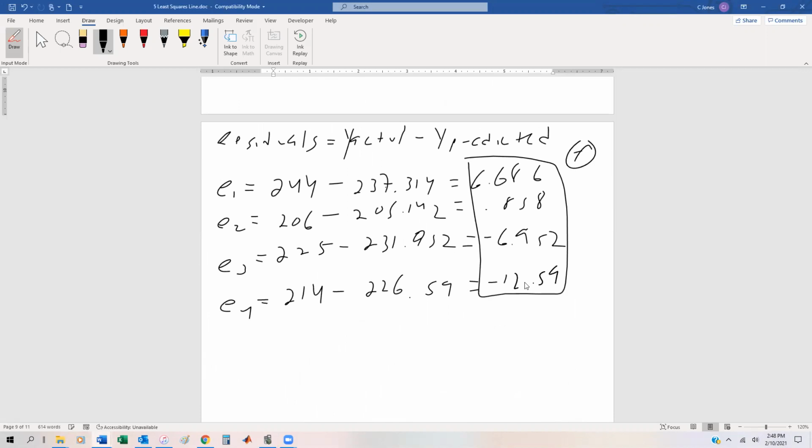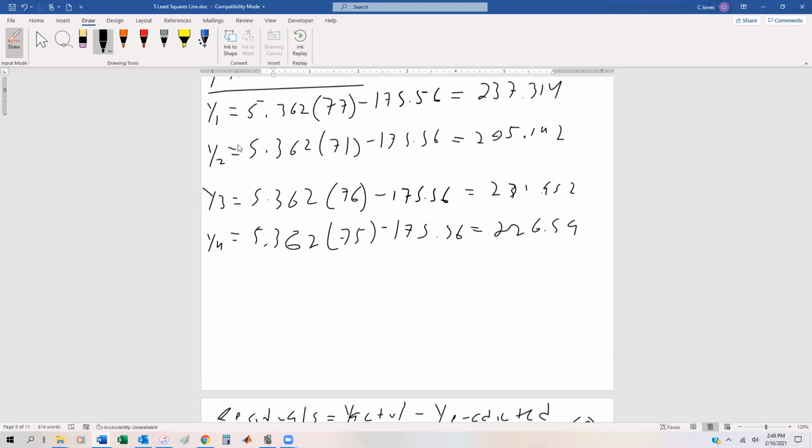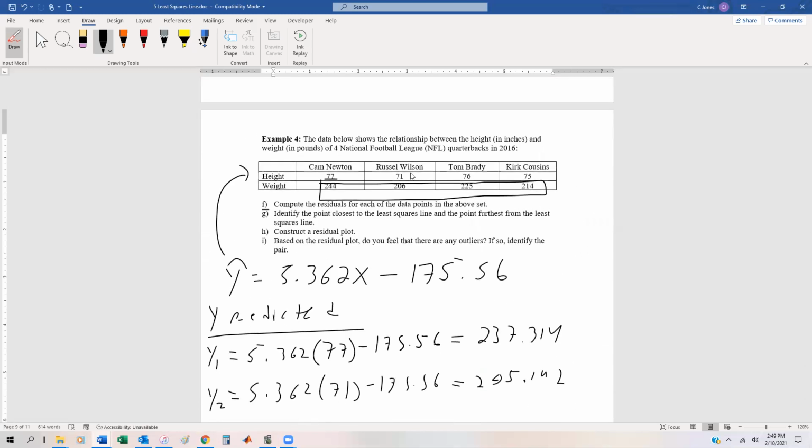So the point closest to the line is the smallest absolute value. And this is clearly going to be the smallest number that we have if we take the absolute value. Okay, so for part G, the point closest is 0.2. And that's because we just look right here and it says E2. All right, so our second error is the smallest. And that point, if we go all the way back up, the second ordered pair is 71, 206.